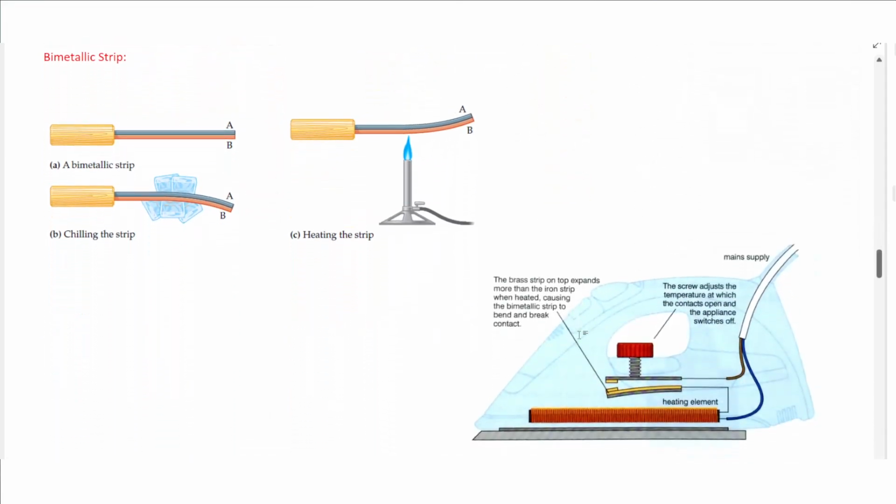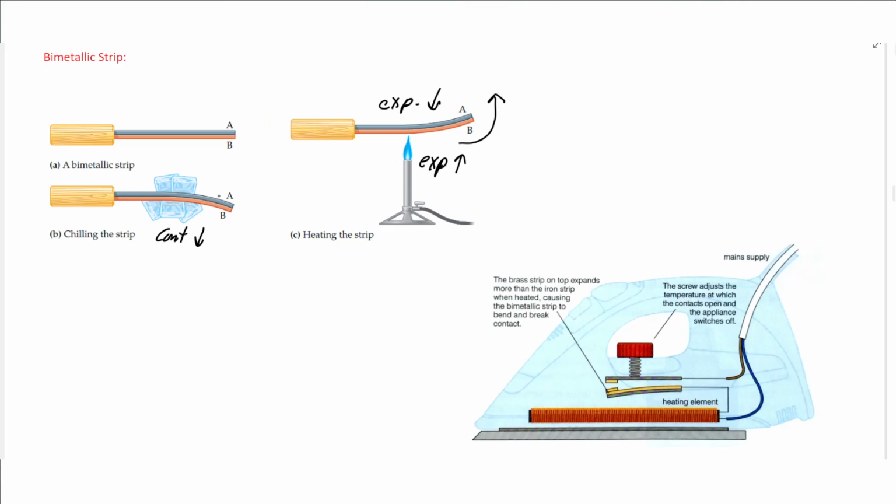Another idea about different expansivity is the use of bimetallic strips. Bimetallic strips are strips made of two metals with different expansivity, but they are welded together, so they have to move together. So if one of them wants to expand more, it will bend towards the lower expansivity. So expansivity here is lower, expansivity here is greater. The one that expands more also contracts more. So contraction is greater on the copper side, or the one with the higher expansivity.